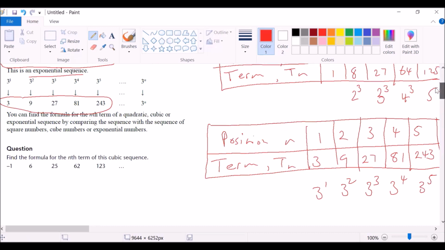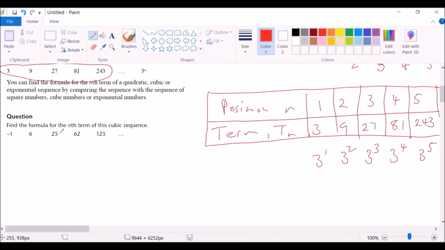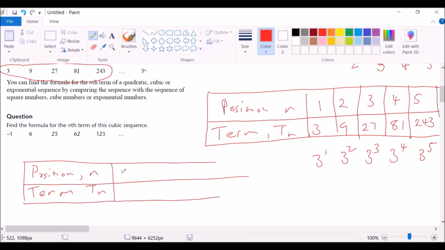Let's look at this question. Find the formula for the nth term of this cubic sequence. So let's look at position n and our term Tn. On position 1, we have -1. On position 2, we have 6. On position 3, we have 25. On position 4, we have 62. On position 5, we have 123.